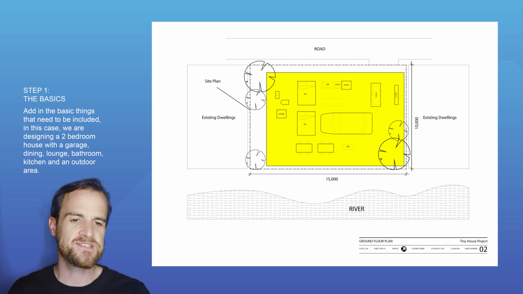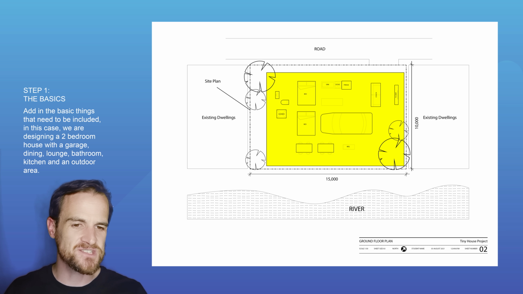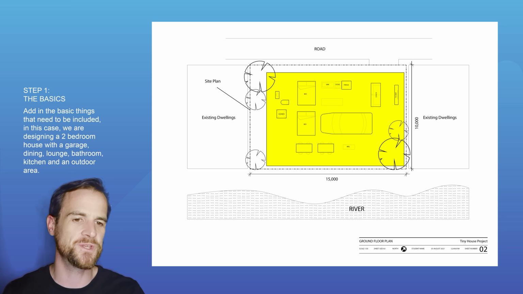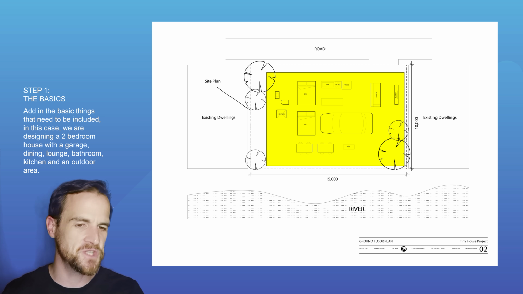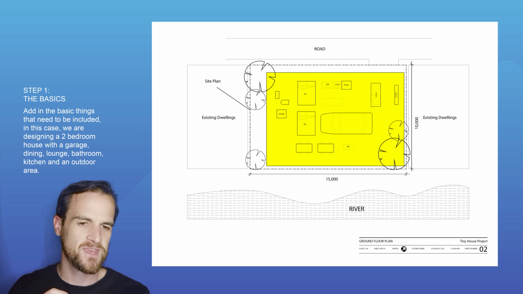Finally, with the basics, you want to drag on all of the different things that need to be included in the house. So often you'll see students start designing something and then remember that they've completely forgotten the bathroom, or that the kitchen's way too small, or there's no living area, or they've forgotten that it was supposed to have some car accommodation.